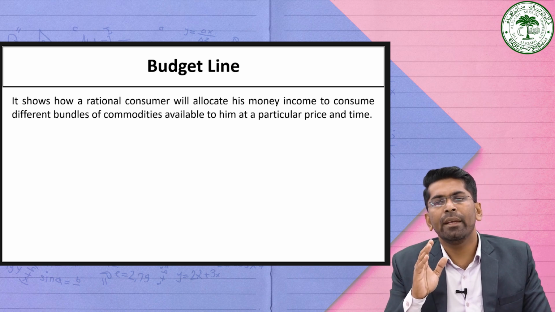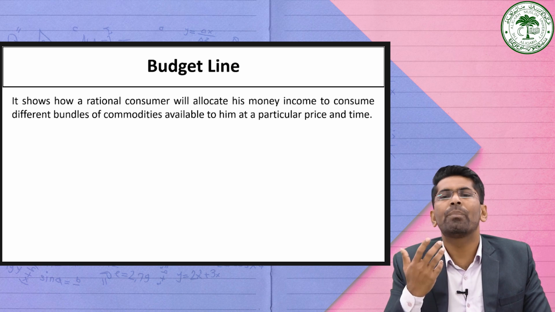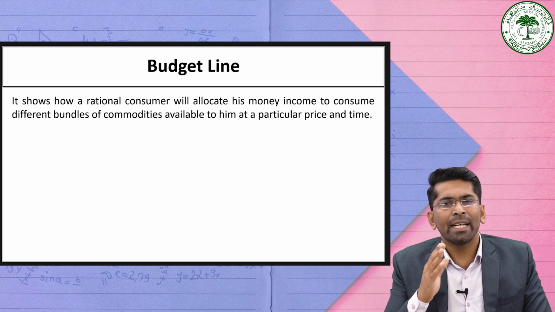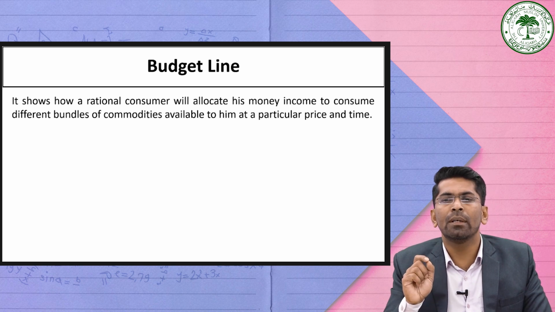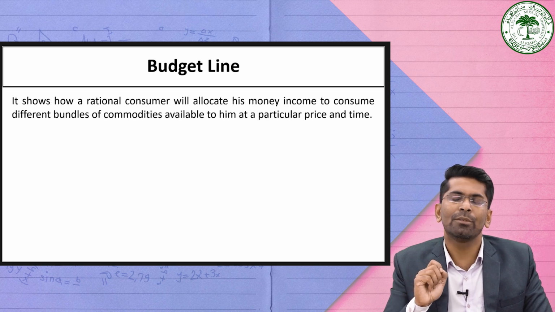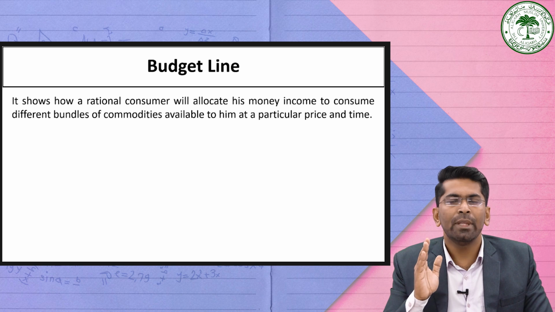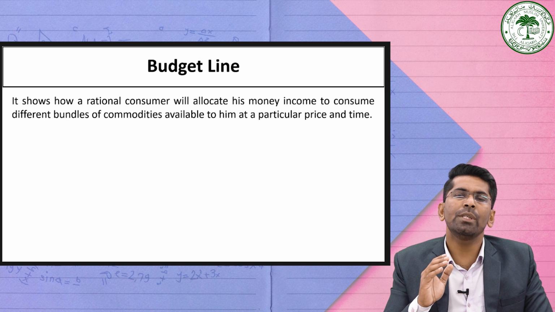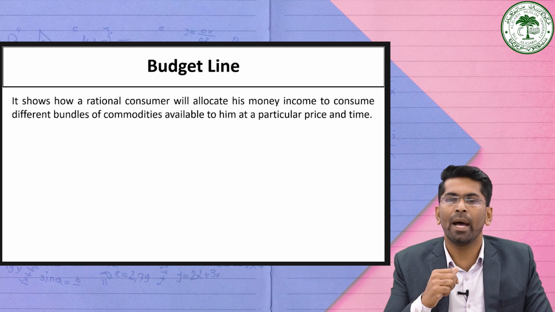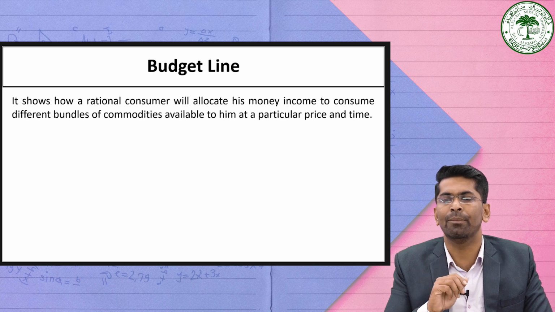The budget line is known as either the budget constraint or price consumption line, which represents different combinations of two commodities that a consumer can afford given a fixed amount of income and the prices of the commodities. That is, with a given level of income and prices, how much quantity of two commodities can a consumer buy using his given income.